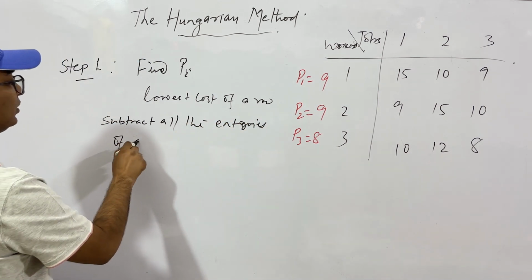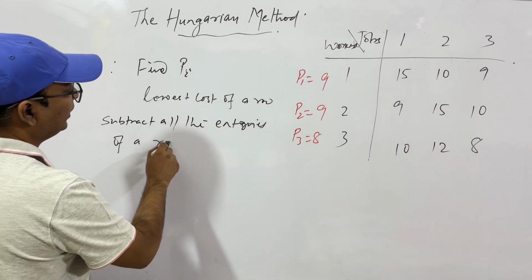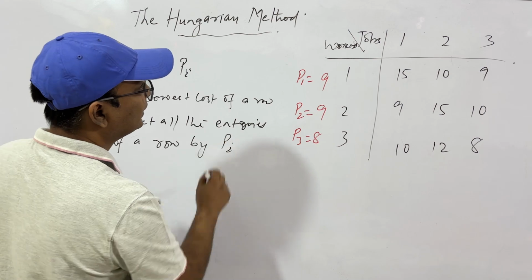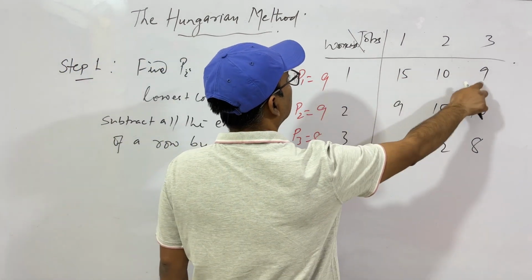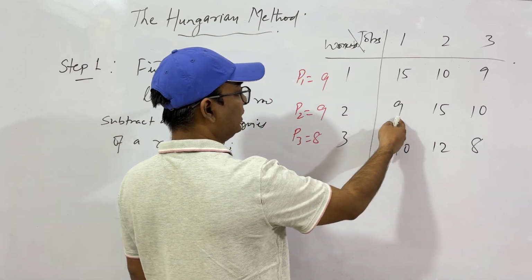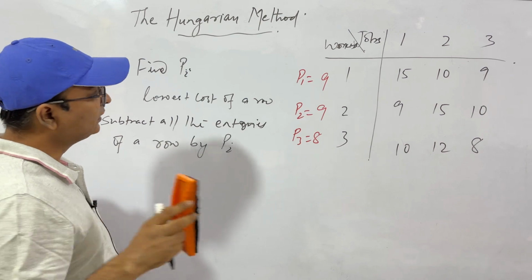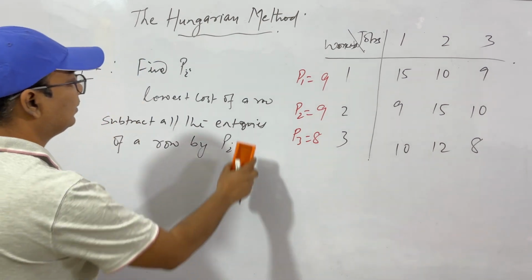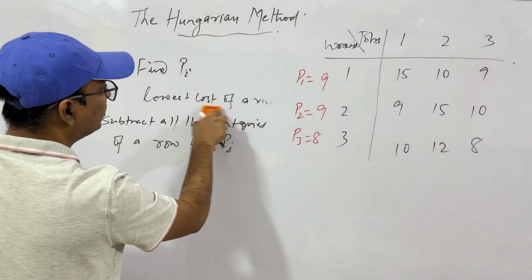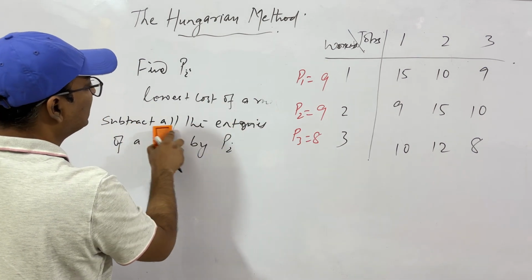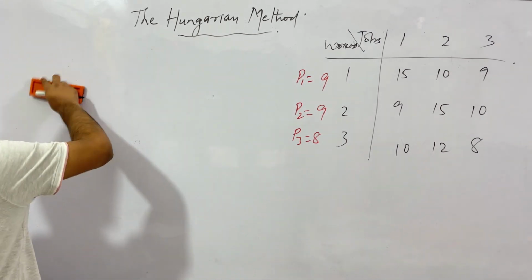of a row by Pi. We have P1 as 9, so we'll do 15 minus 9, then 10 minus 9, and then 9 minus 9. Similarly here, 10 minus 8, 12 minus 8, and we'll form a matrix. You should keep writing with me, because I'll be rubbing it off. You should write: find the Pi's. The lowest cost of a row is Pi, and subtract all the entries of a row by the corresponding Pi. Write this as step 1.